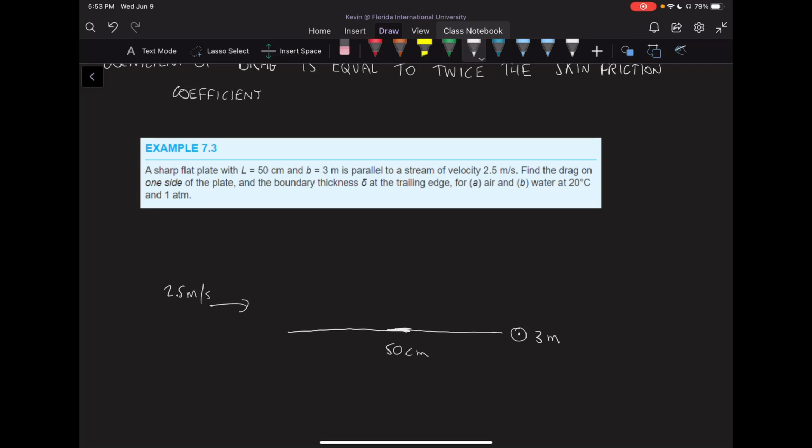Okay, so if we sort of draw what's happening and a little bit of the different points on our system, the first thing we can say is that this point at the front here is called the leading edge. And at the back of our plate, we have our trailing edge. So when it asks for the values at our trailing edge, we know where to look. We need to find the boundary layer thickness at that point.